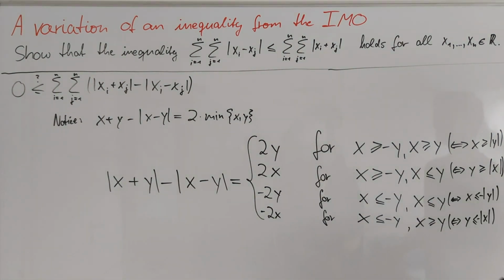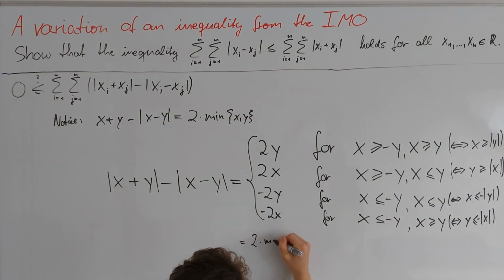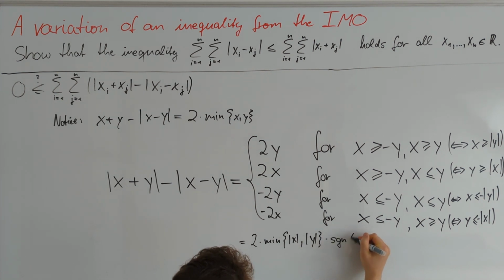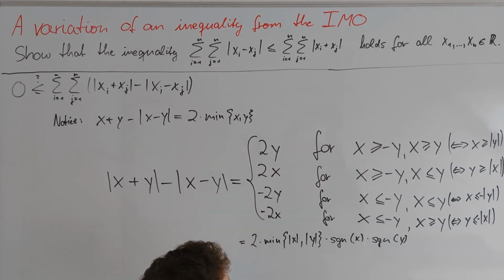As is the case for the most part of the first step of our solution, we want to take a good look at these 4 cases and try to come up with a correct product term that is always equal to this. And we see that 2 times the minimum of the absolute value of x and the absolute value of y times signum of x times signum of y satisfies this. Here we define the signum or sign of x to be +1 if x is positive, -1 if x is negative, and 0 for x equal to 0. And we see that this is a really nice and symmetric term.